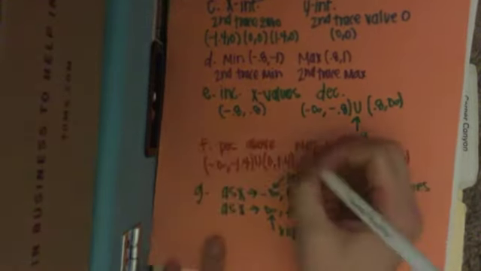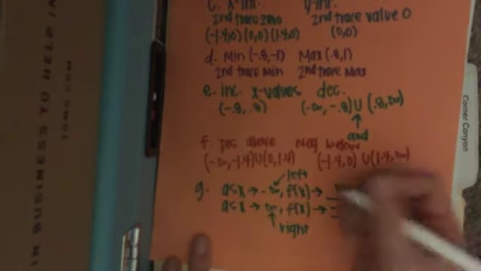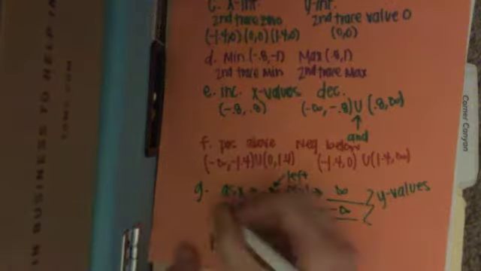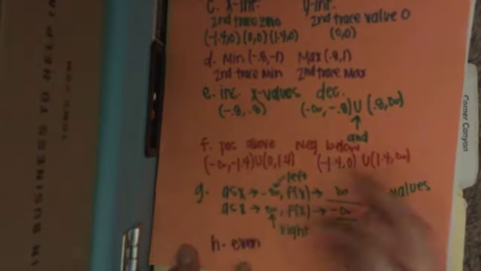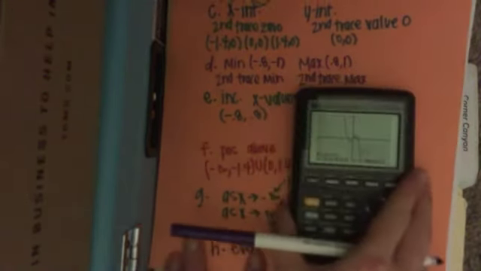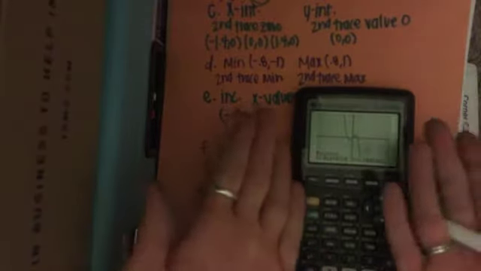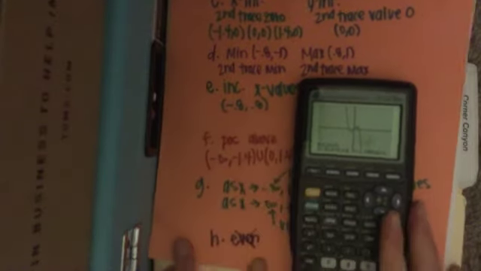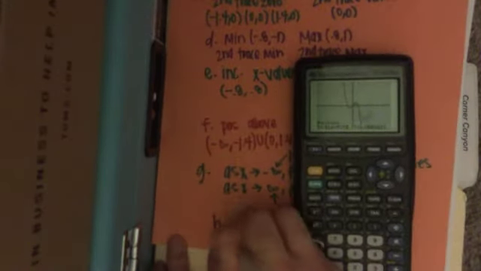Then this last part, symmetry, A, B, C, D, E, F, G, H, symmetry. So even means that we could flip over the x-axis. So if we look at this graph, I'll just use the calculator. If I was to fold this, it would not fold right on top of each other, so that doesn't work. So no, it is not even.